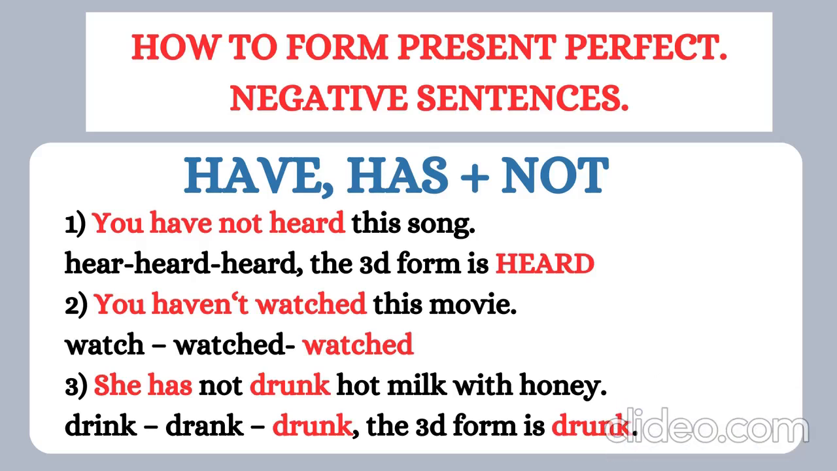Number 2. You haven't watched this movie. Watch, watched, watched. Watched is a regular verb. We add ed at the end, so we take the third form anyway, watched. Number 3. She hasn't drunk hot milk with honey. Drink, drank, drunk. The third form is drunk. So the same formula have/has plus the third form of the verb, and also we add not.